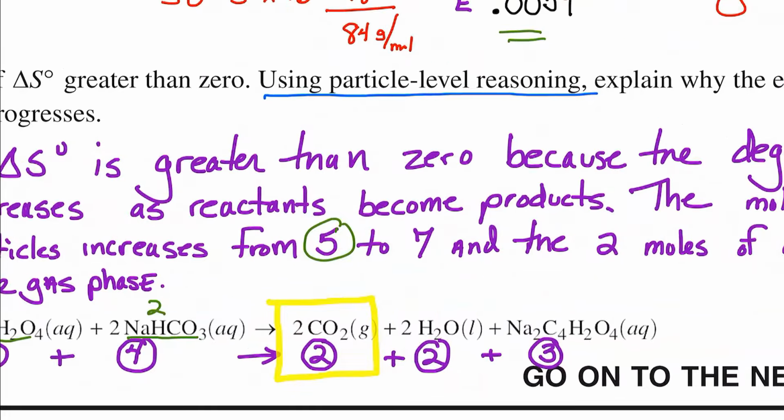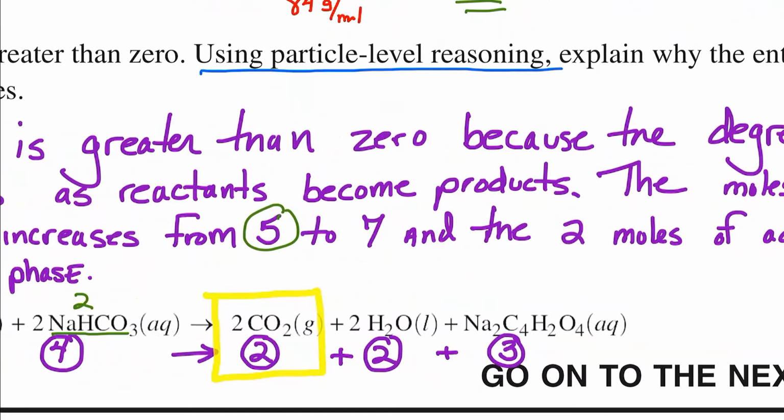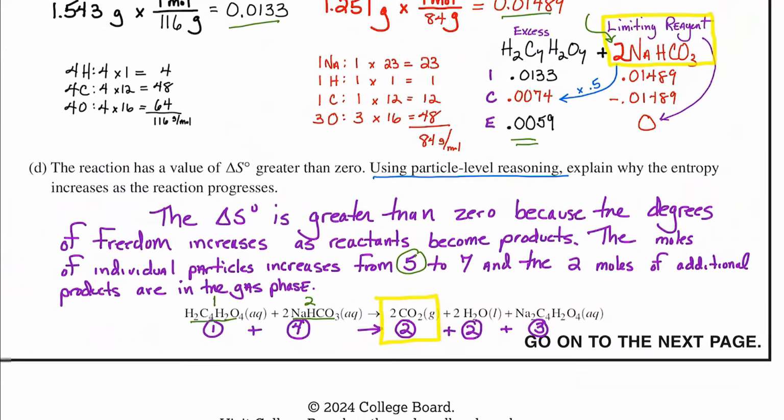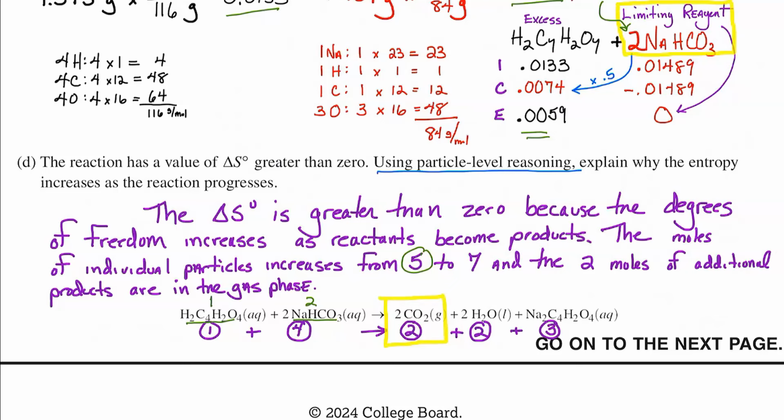And if you do the same kind of analysis on the product side, you can see that CO2 is molecular, it's going to stay as 2 particles. Water is molecular, it's going to stay as 2. But this salt of the conjugate base is going to have 3 particles, 3 sodiums and that ion there. So it's a 5 to 7 increase. I don't know if they're going to get crazy with that. But the bottom line here is that there's an increase in the degrees of freedom because there are more moles of particles in the products than reactants.